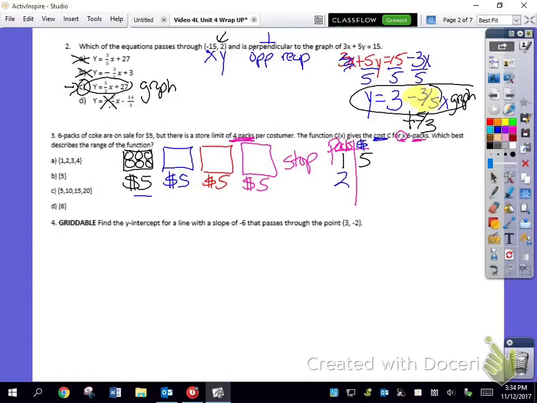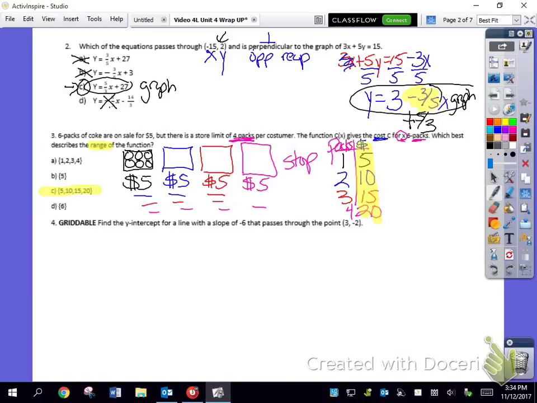So 1 pack is $5. 2 packs, 5 and 5 is 10. 3 packs, 1, 2, 3, 3 packs is 15. And then 4 packs, 1, 2, 3, 4, 4 packs is 20. So the question is, which one describes the range? Range is your y, so that's 5, 10, 15, 20, so your answer would be C.